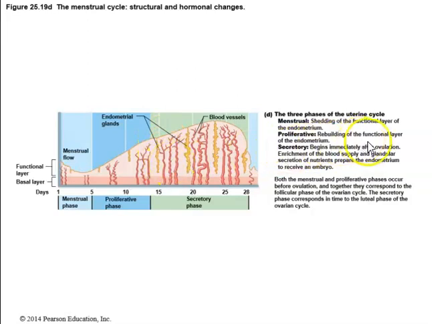So it begins immediately after ovulation. We have an enrichment of the blood supply and glandular secretion of nutrients, which helps prepare the endometrium to receive a fertilized embryo. So both the menstrual and proliferative phases occur before ovulation, and they correspond to the follicular phase of the ovarian cycle. The secretory phase corresponds in time to the luteal phase of the ovarian cycle. And that is ovulation and the menstrual cycle.